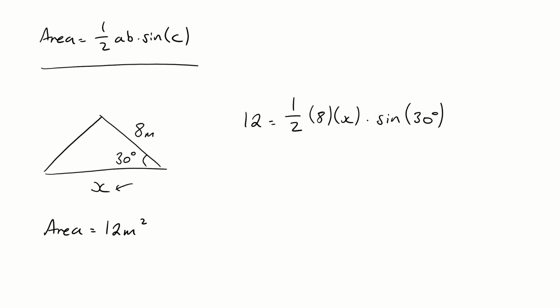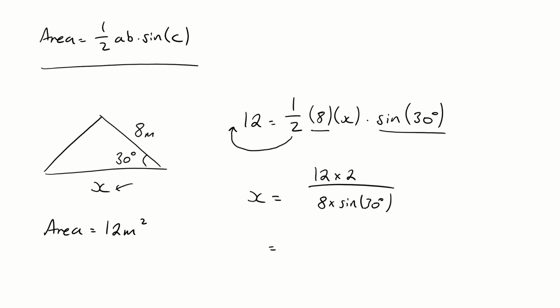Now if I want to rearrange this equation, I can bring this 2 up, so I do a multiplication there, and this 8 and this sine of 30 will be a division. You can convince yourself that when I rearrange this, I get x equals 12 times 2 over 8 times the sine of 30 degrees. If you pop that into a calculator, you should see that x is about 6 meters long. So x is approximately 6 meters long in that case. We'll do another example down here.